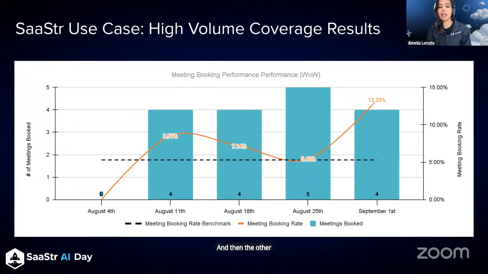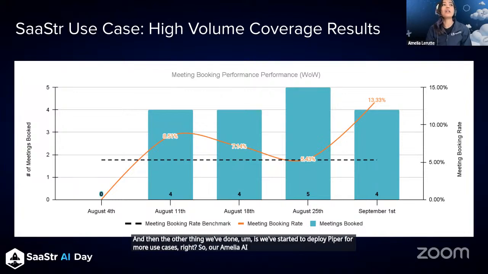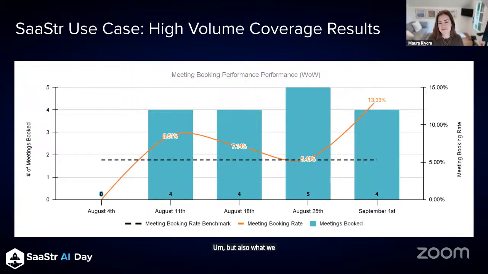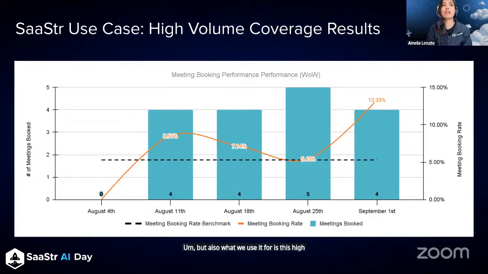And then the other thing we've done is we've started to deploy Piper for more use cases. So our Amelia AI now will do other things. Yes, it's doing inbound. You can talk to it right now. You can talk to it on SaaStr London, on SaaStr Annual, and on specific pages of SaaStr.com. It's really great. I talk to it all the time because I try to use it more in a co-pilot mode. But also what we use it for is this high volume coverage of warm inbound.